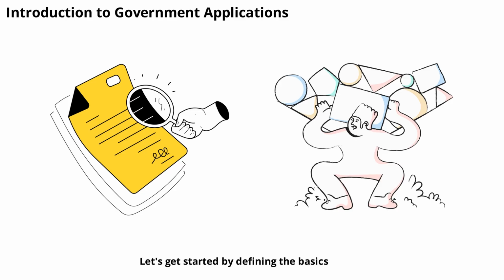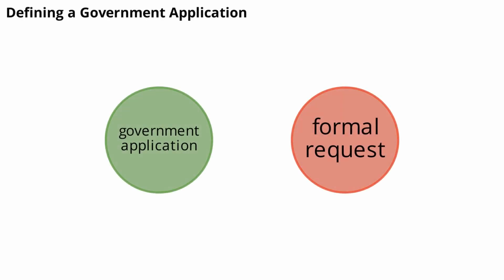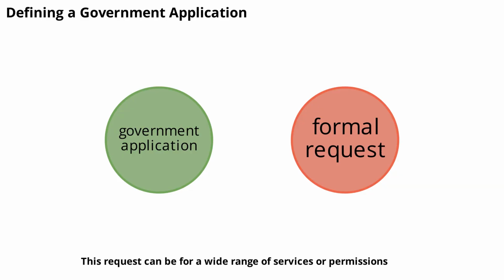Let's get started by defining the basics. A government application is essentially a formal request submitted to a government agency or department. This request can be for a wide range of services or permissions, such as obtaining official documents, accessing public benefits, or seeking approval for certain activities.